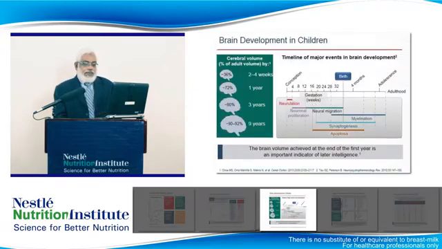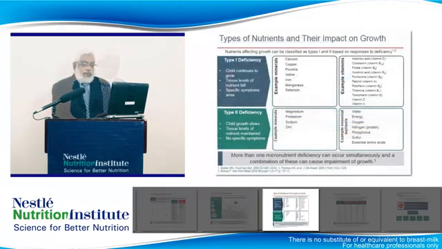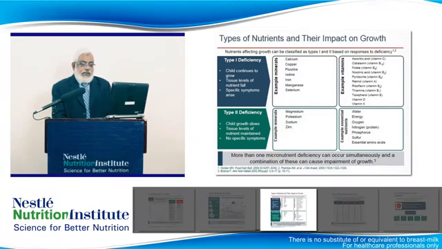Brain development in children. The brain volume achieved at the end of the first year is an important indicator of later intelligence. Cerebral volume is about 90% at 9 years of age, and it is about 72% by 1 year of age. Types of nutrients and their impact on growth.